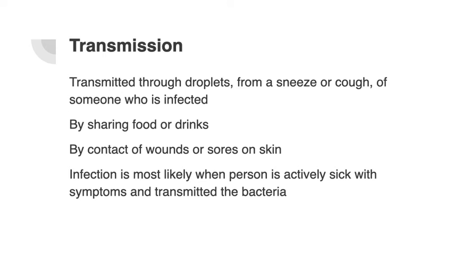Transmission of S. pyogenes is through droplets from a sneeze or a cough by someone who is infected, or you can get it by sharing food or drinks with someone who's infected, or by contact with wounds or sores on the skin. Infection is most likely when a person is actively sick with symptoms and transmitting bacteria, meaning it is most likely to happen if that person is actively showing those symptoms to pass it on to someone else.